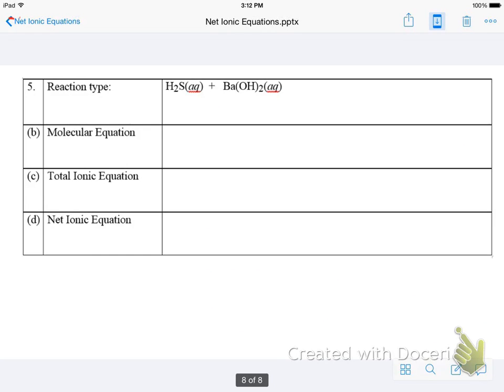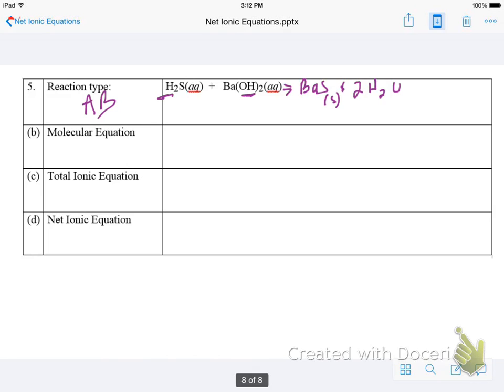Alright, I think we got it. This is the last one, yeah. Here we have hydrogen sulfide and barium hydroxide. This is an acid, this is a base. Okay, so I'm going to write this as an acid-base reaction. Alright, so when I do my double replacement, I'm going to end up with barium sulfide plus 2 waters. And I'm going to assume this is a solid.